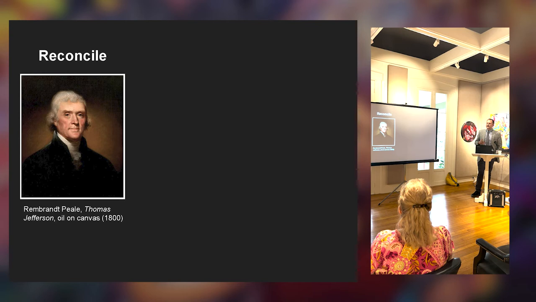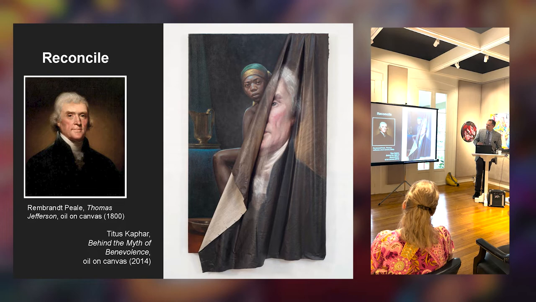But today we're more sophisticated. We have a layered understanding of what life was like in the 18th and 19th century. We understand a lot more about Thomas Jefferson specifically, in relationships that he had with others in his life, significant others. And an artist like Titus Kaphar, let me introduce you to this artist, takes the source painting and transforms it by, in this case, pulling back the canvas of the Rembrandt Peale picture and showing a representation, an imaginary representation, because we don't know what Sally Hemings looked like. Right? All we have are caricatures of her.